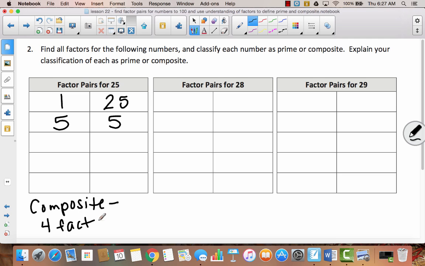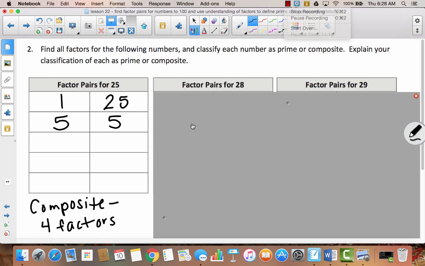Because remember, prime numbers have exactly 2 factors, so anything else would make it composite. All right, I want you to try to do 28 and 29 by yourself, and then let's come back and check together. Okay, so let's take a look at our factor pairs for 28.